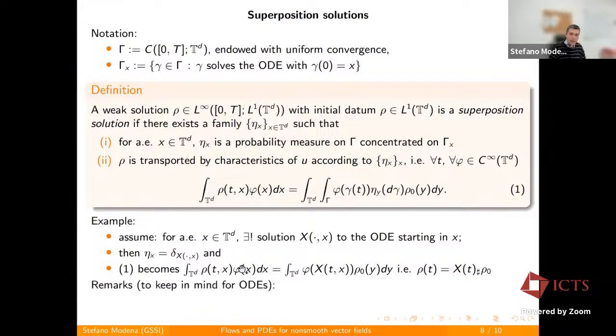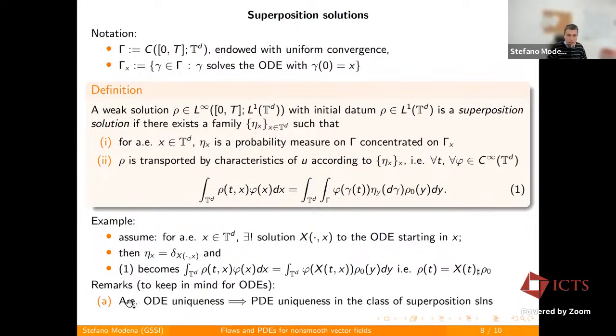Okay, the first one is that, so two remarks to keep in mind for the ODE part, the last slide. So the first remark is this implication: assume that you know, as was the case in this example, or as is the case in the smooth setting, that you have almost everywhere uniqueness and existence for the ODE. Then this gamma X is a singleton, as in the example, then there is no choice for the eta X, it must be a Dirac delta.